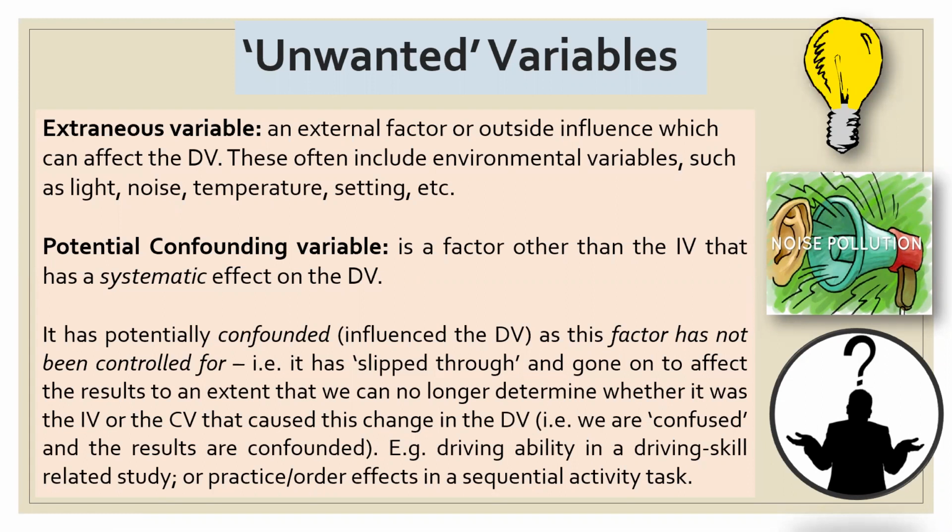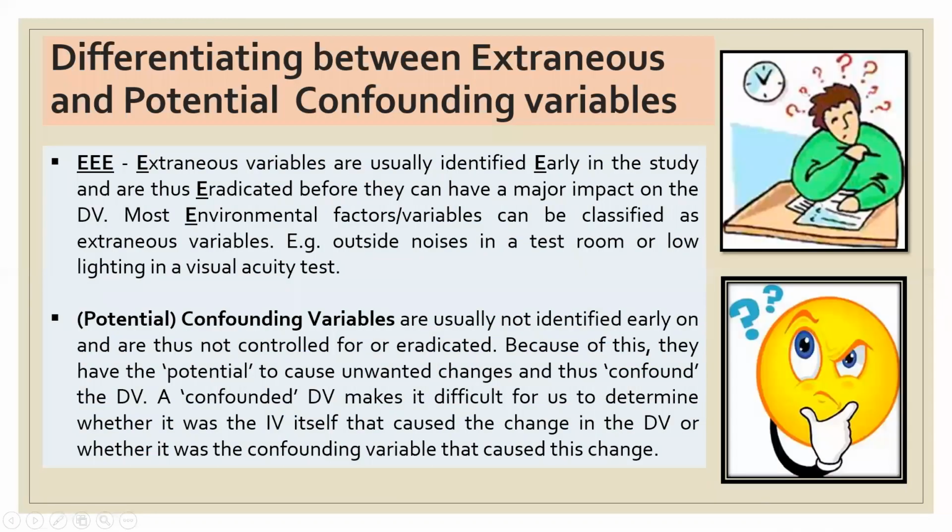Yes, extraneous and potential confounding variables are similar. I will tell you the difference in the next slide now. A lot of the time, extraneous and potential confounding variables are very similar. In fact, some resources online even describe them as being interchangeable, like they're the same thing, but they're actually not, okay? So we do need to be able to differentiate between them.